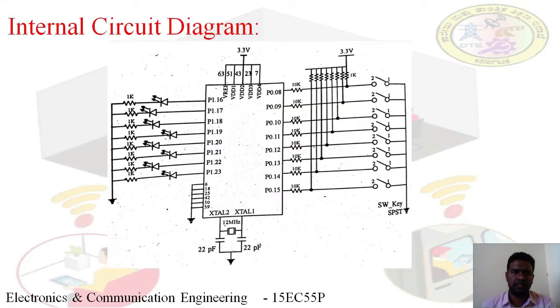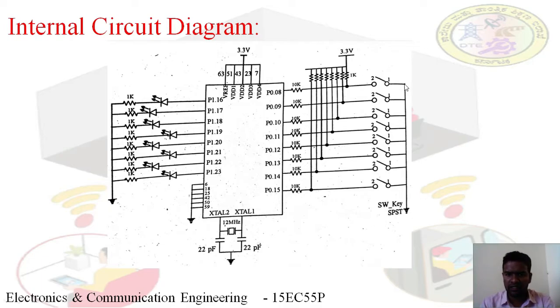Now we shall study the internal circuit diagram. As shown in the diagram, this is our LPC2148 ARM based controller, and here we have LEDs, which we are going to interface to the switches. LED 1 is connected to port 1 pin number 16, LED 2 is connected to port 1 pin number 17, and in the same way all the LEDs are connected from port 1 pin 16 to pin 23, that is, the 8th LED is connected to port 1 pin number 23.